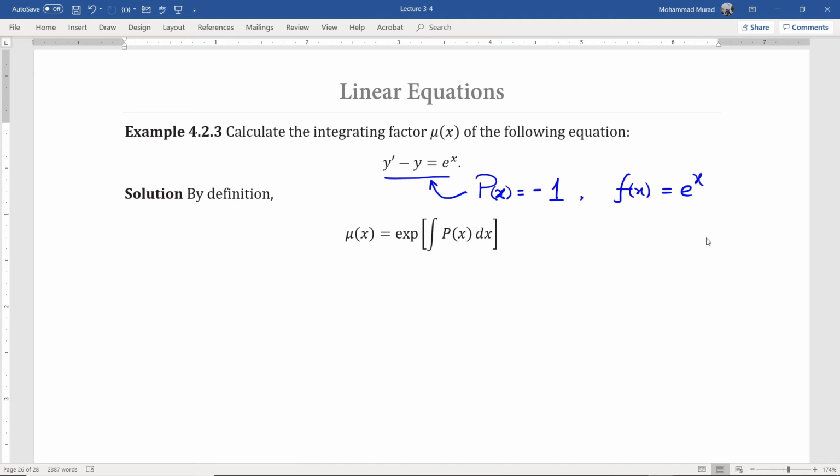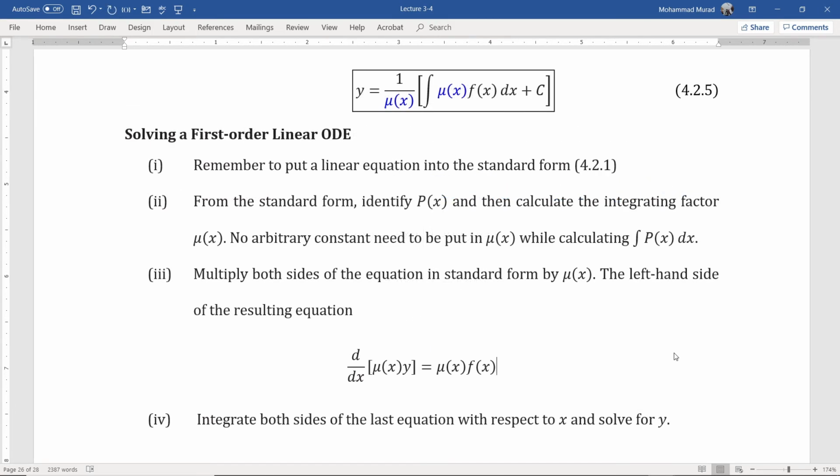The integrating factor only requires the function p. And then the integration gives us the following integrating factor, as we were given in example 4.2.2. Now recall that the first order linear ordinary differential equation in standard form has the solution as shown in equation 4.2.5. We do not need to memorize this formula. Instead, we follow the following procedure each time.